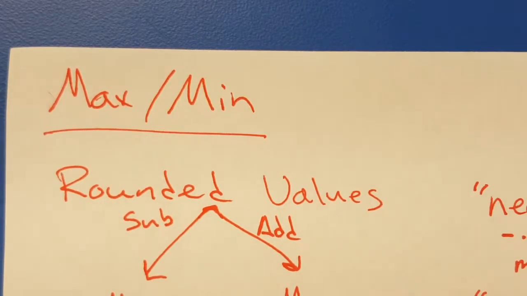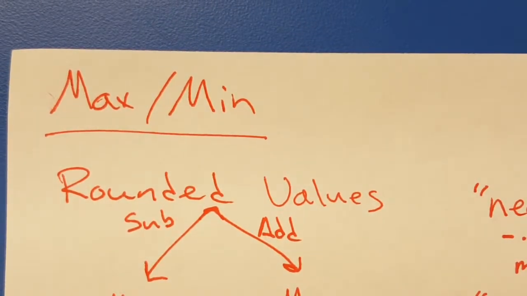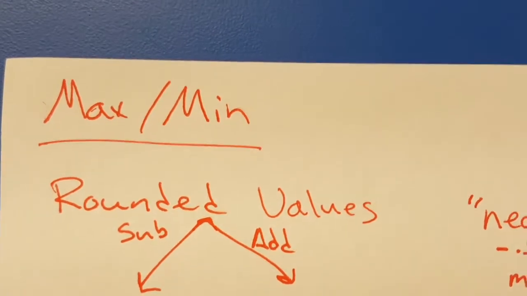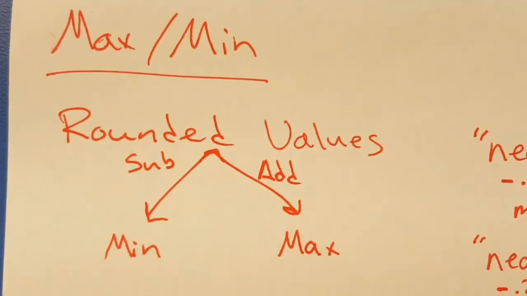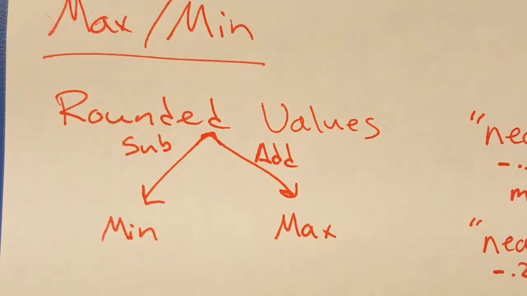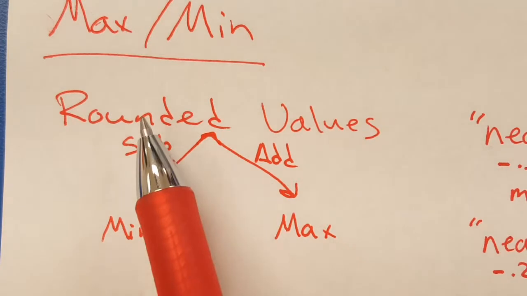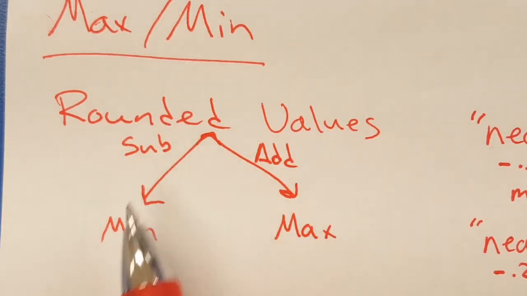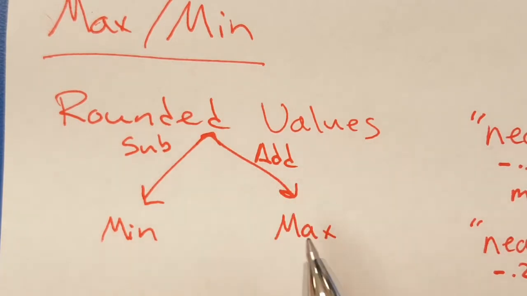Hey students, just want to cover one more thing in section 2.10, max and minimum values. Now what's going on here is you're taking values that were rounded and you're trying to find what the minimum and maximum could actually be in real life. So numbers have already been rounded and you need to subtract to find a minimum value that it could be in real life, or add to find the maximum value it could be in real life.